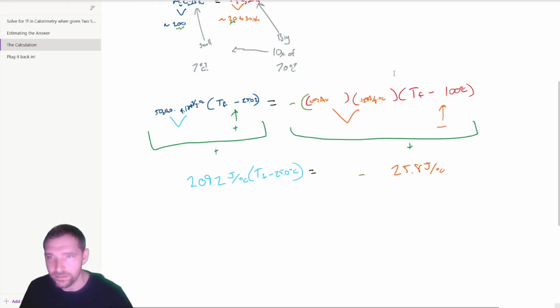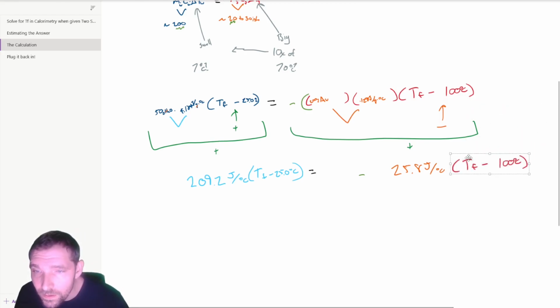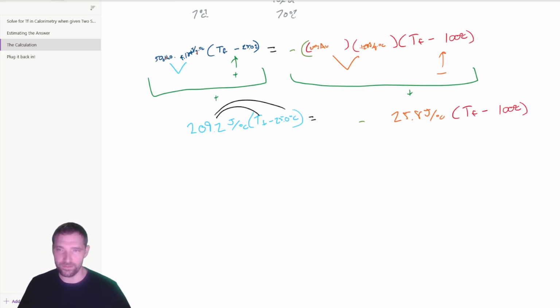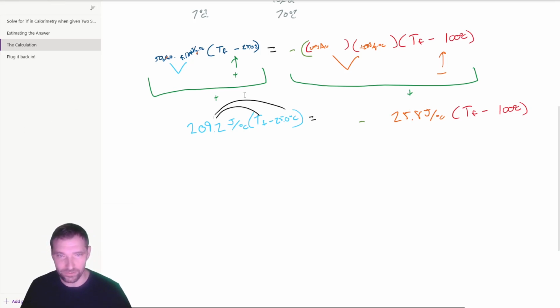And our T final right here. So then you can do distributive property. Now you can do this one step at a time. I'm going to do that for the purposes of the video, but I think a lot of students would do both the distributions at the same time. Just be careful if you're going to do that.